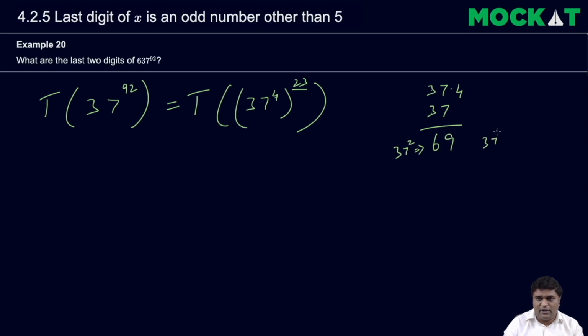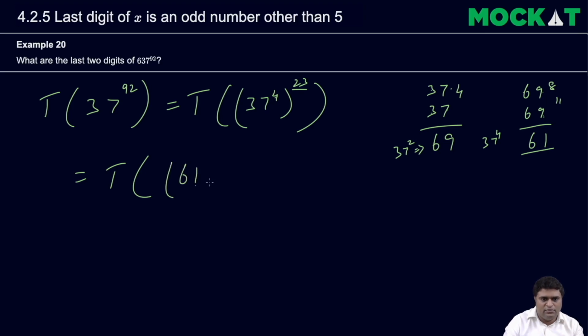Now for 37 power 4, I'll have to multiply the 69 twice, right? So 37 squared into 37 squared is 37 power 4. So let's look at the last 2 digits for this. 9 into 9 is 81, 8 carry up. 9 6s are 54, and same here, 54 plus 54 is 108. 108 plus 8 is 116. So 6 and 11 carry up, but I don't care about that. 61 are the last 2 digits of 37 to the power of 4, right? Which I can write over here, and I get 37 power 4 I'll replace with 61 now, and to the power of 23, which continues.